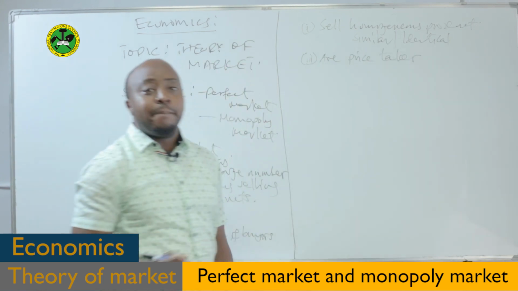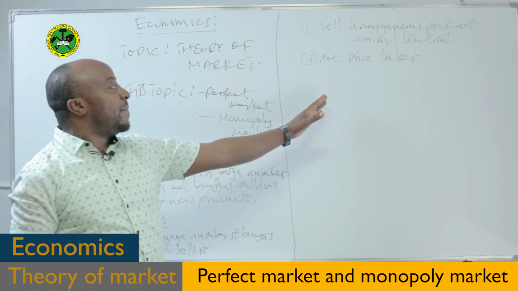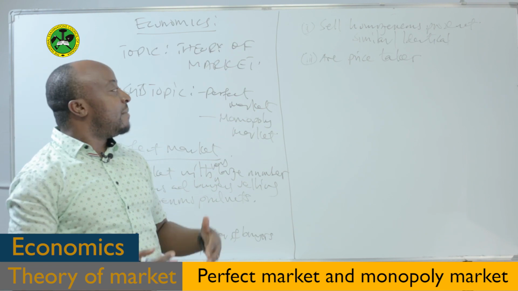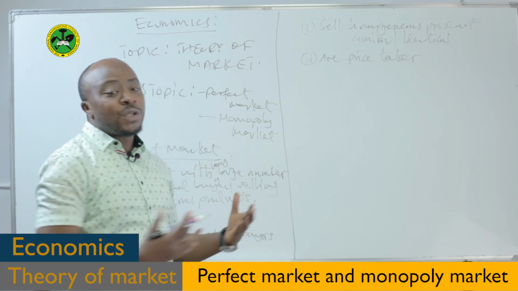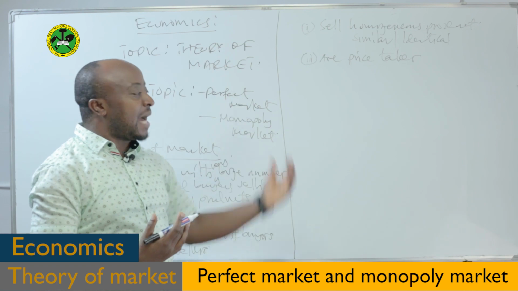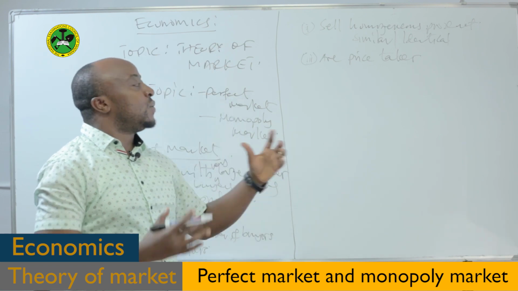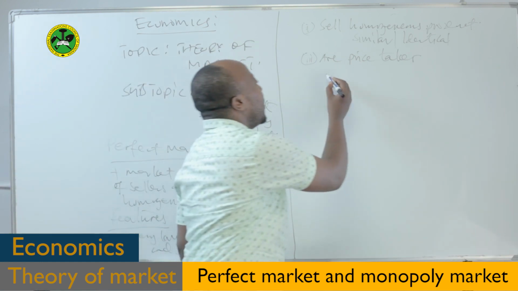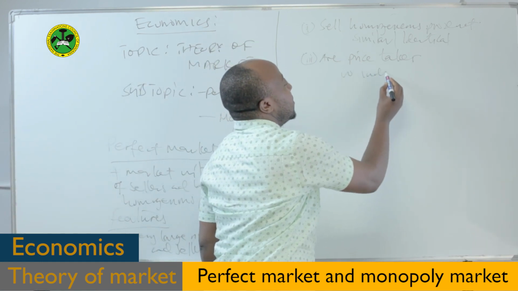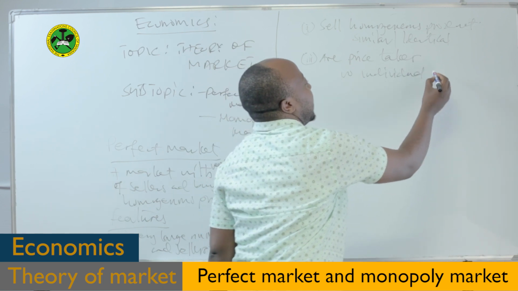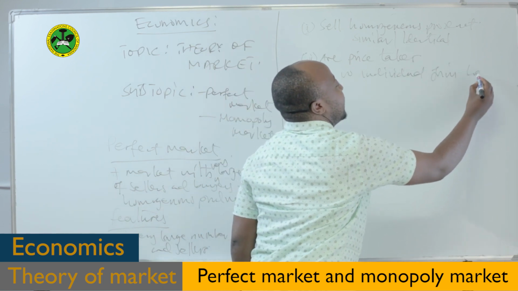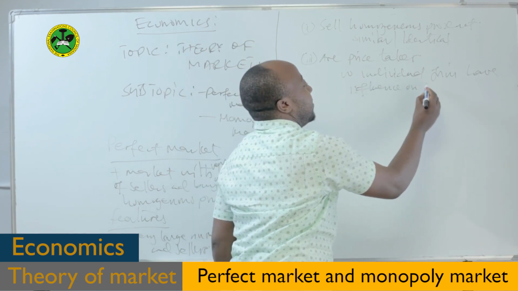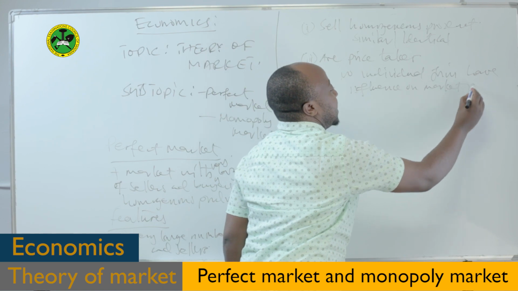When we say price taker, it means an individual firm does not have power to influence market price. So they find the market price already set. No single seller will have a chance to influence the market price. So we say they are price takers because no individual firm has influence on market price. That is the meaning.